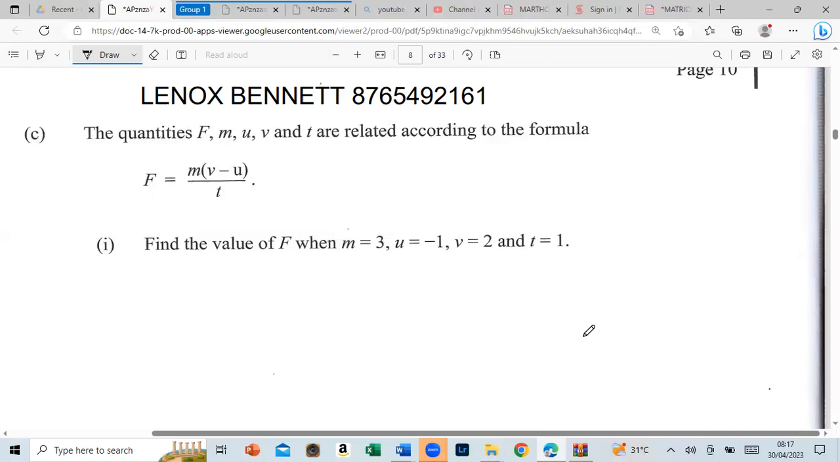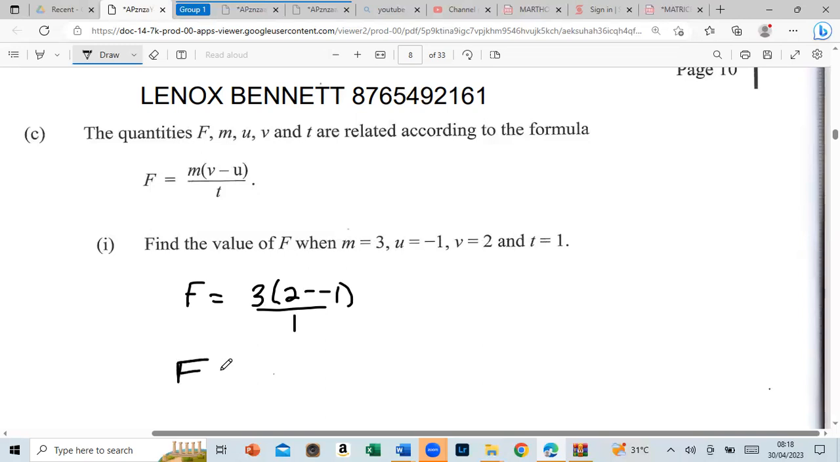All right. So what did you guys get for the answer? So guys, this is your substitution. This is what the PEP students do sometimes. It's not hard. So what's the value of M? We put it there, 3. What's the value of v? v is 2. And it's 2 minus u, so that's minus 1. I know that can be tricky sometimes for some students. And then we divide by t, which is 1.